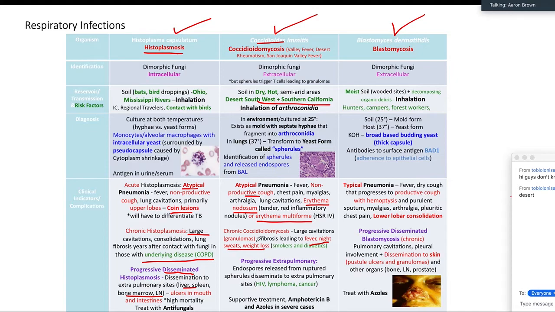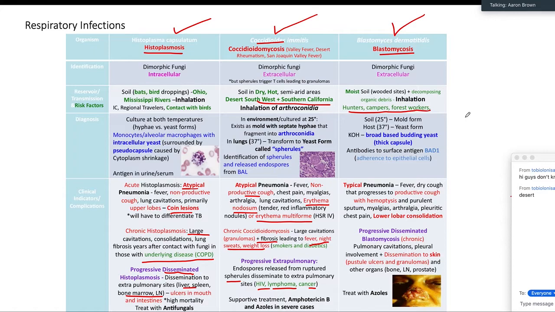When coccidio goes extrapulmonary, it's going to just sort of go everywhere in the body. Nothing super specific, but typically in patients with HIV, lymphoma, and cancer, we can have that extrapulmonary. And it's just going to cause an infection that causes that weight loss and night sweats that we talked about before. Okay? Great. Last, for our blastomycosis, here we are looking for hunters, campers, forest workers.